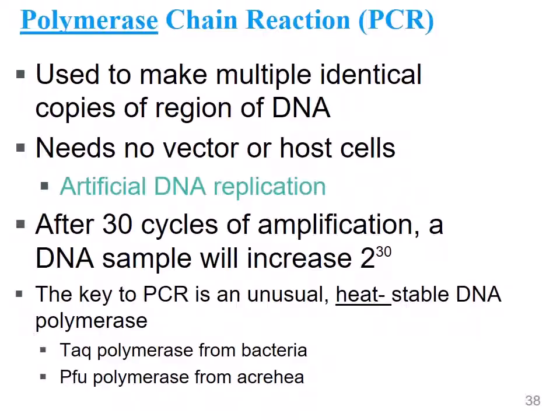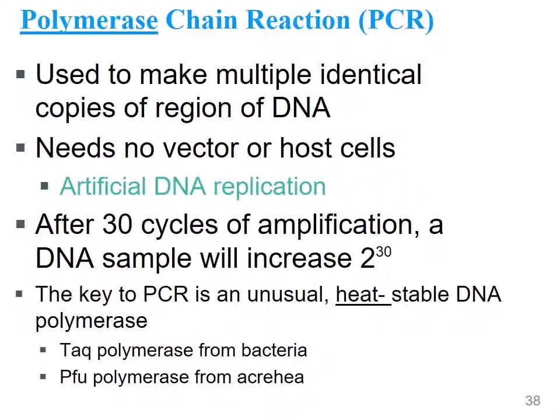So this is used to make multiple identical copies of a region of DNA. The cool thing about PCR is that it doesn't need a vector and it doesn't need host cells. So this is artificial DNA replication without any organisms. And after 30 cycles of amplification, a DNA sample will increase 2 to the 30th power. So that's a lot. The key to PCR is that it requires unusual heat-stable DNA polymerases.